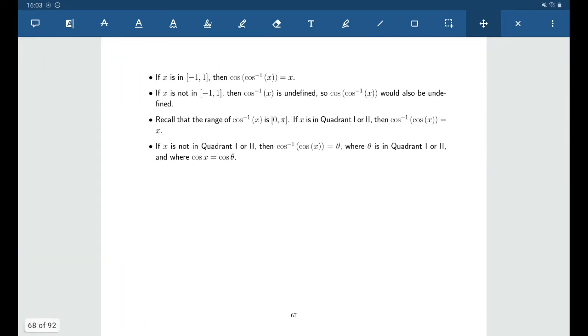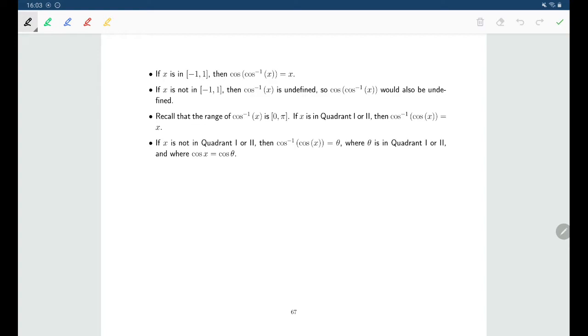Now, same sort of thing that we had from before, where if you're thinking about cosine composed with cosine inverse, or the reverse, cosine inverse composed with cosine, if we're thinking about values that are inside the domain, so if x is in the domain of cosine inverse, then cos and cosine inverse cancel each other out. If x is not in that domain, then cosine inverse is undefined, which makes cosine composed with cosine inverse undefined.